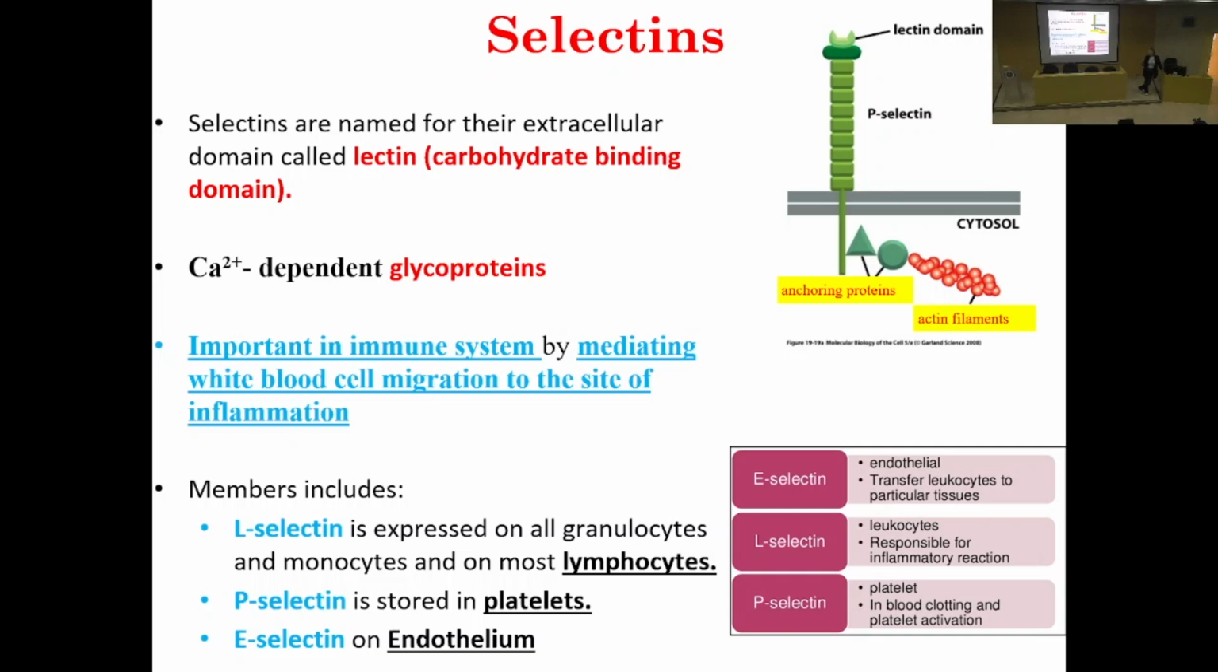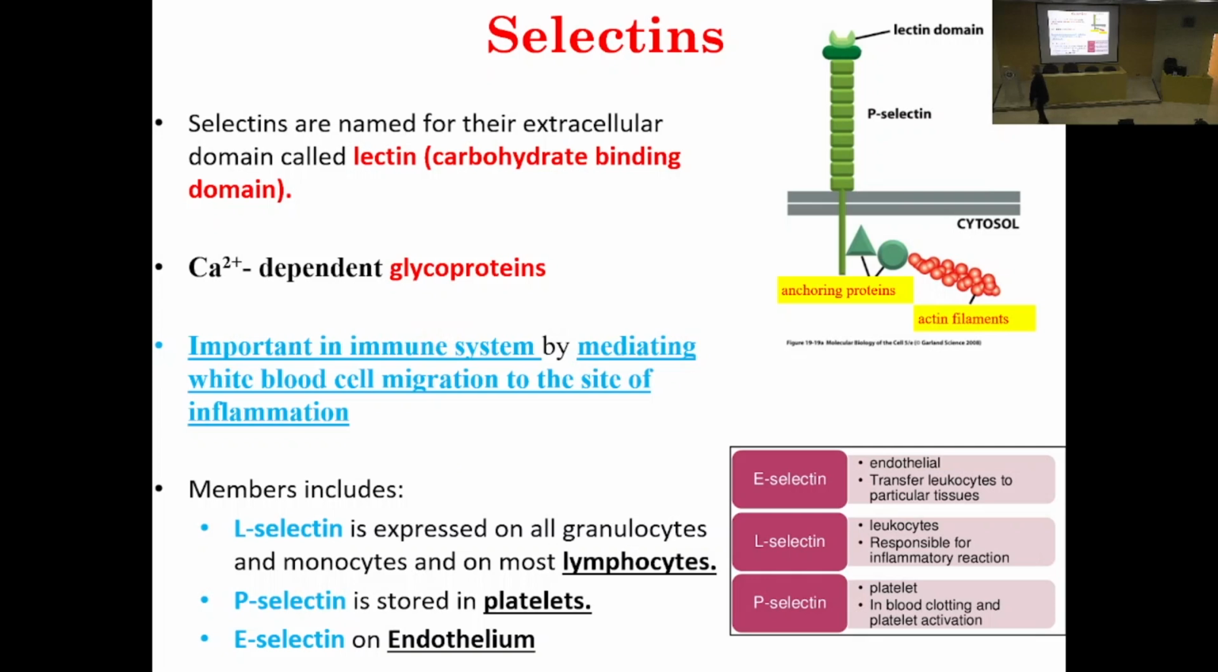Okay? And the other property is that we discovered the selectins are very important for the migration of white blood cells to the site of inflammation. When inflammation occurs in a place, the white blood cells will use the selectins to go to the site of inflammation. Okay? Clear?